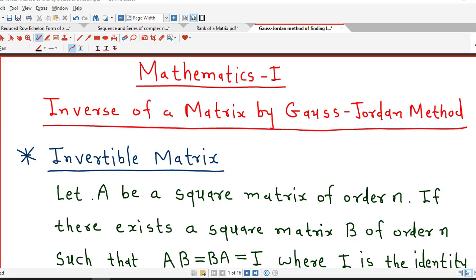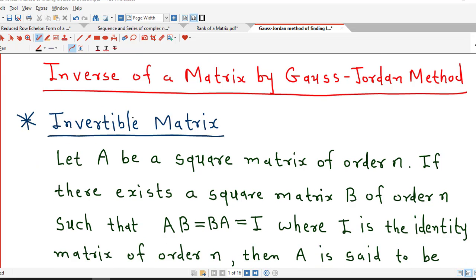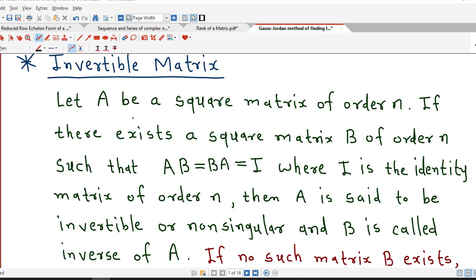In this lecture we are going to discuss inverse of a matrix by Gauss-Jordan method. So first we recall what is the meaning of inverse of a matrix or invertible matrix. As we know, we can define inverse for a square matrix only.